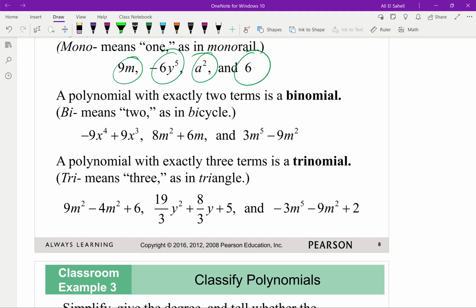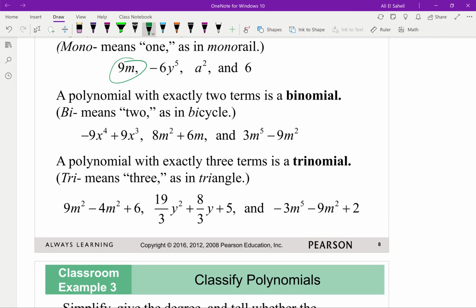A polynomial with exactly 3 terms is called a trinomial. Tri means 3. 3 terms, trinomial. 3 terms, trinomial. This is of degree 2. This is of degree 2. This is of degree 5.